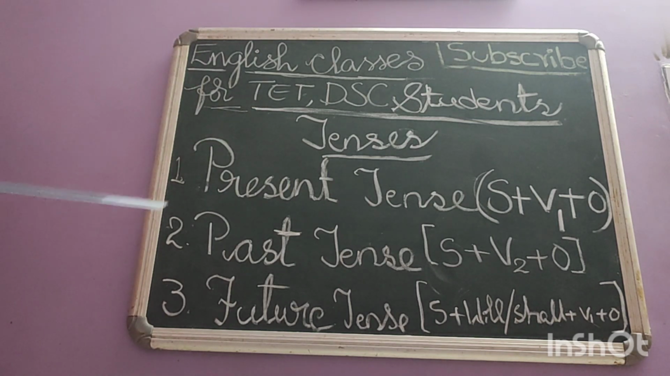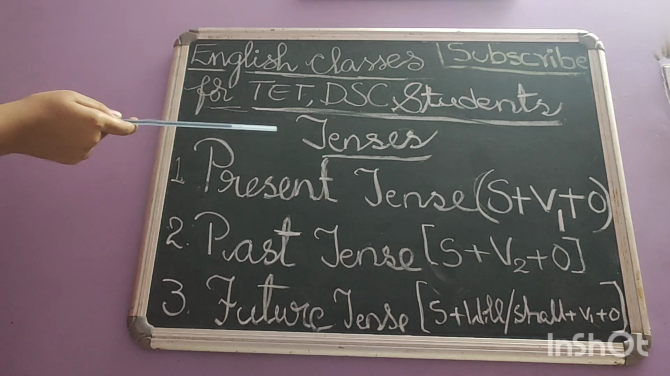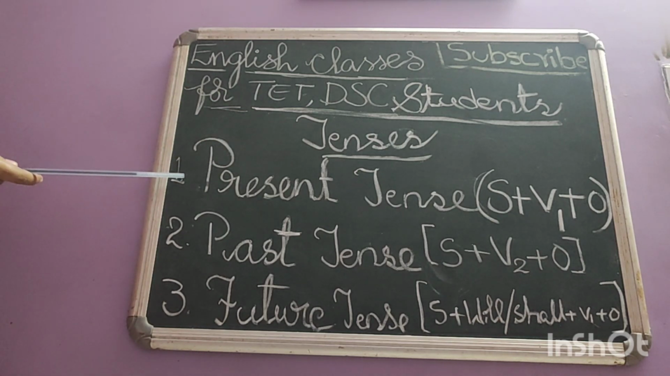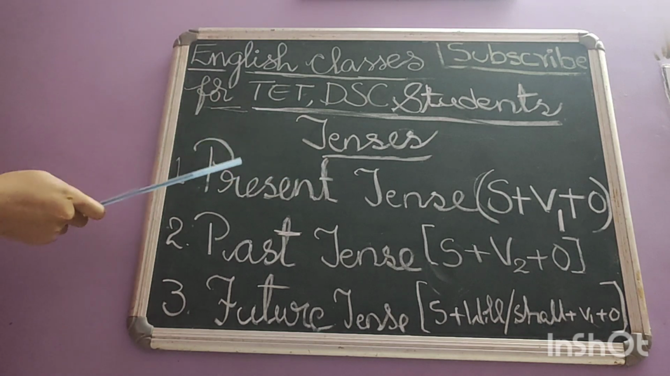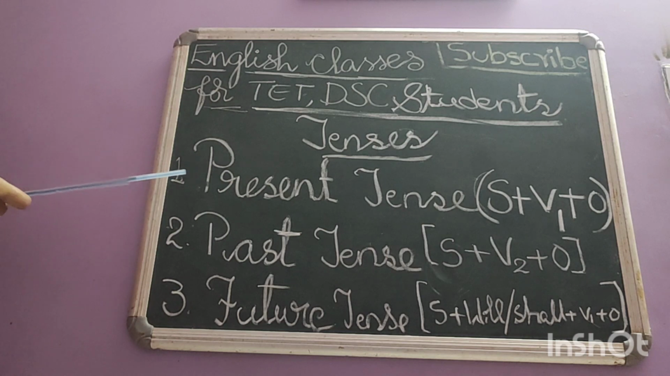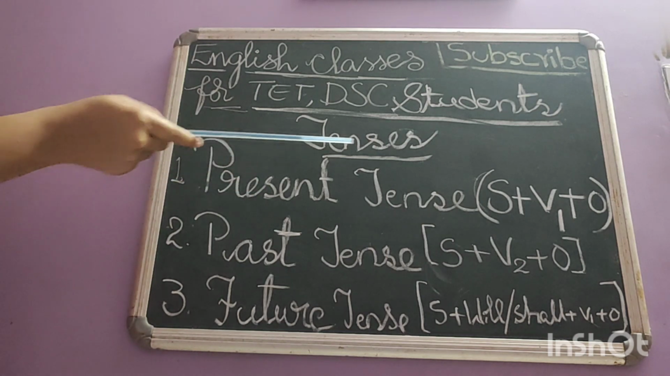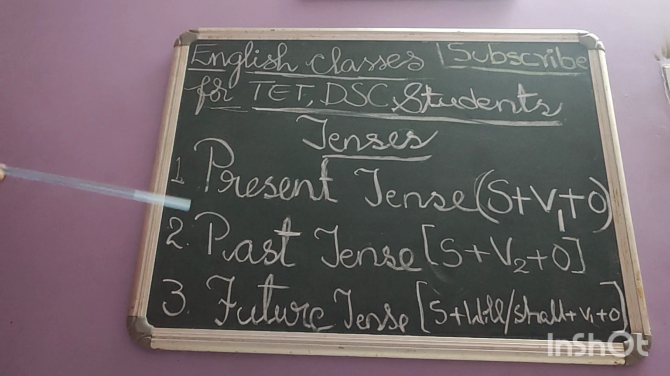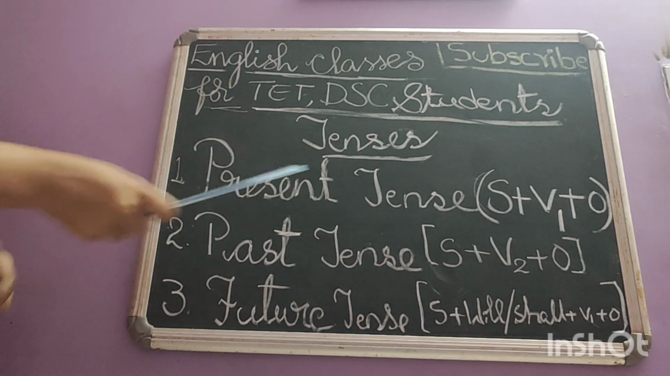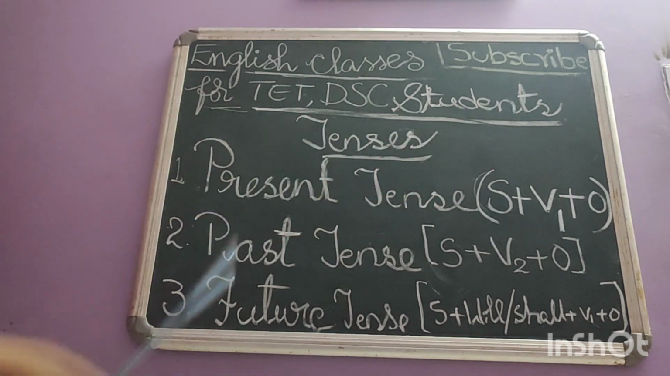Okay. So everyone knows that tenses are of three types. First one is present tense, second one is past tense, third one is future tense. So before going to learn these three tenses, everyone should know about the structures, because if you know the structure, then it will be very easy to learn. Okay. So now in this video I am going to tell about the present tense and its structure and also its types. Okay. So the structure of present tense is subject plus V1 plus object.